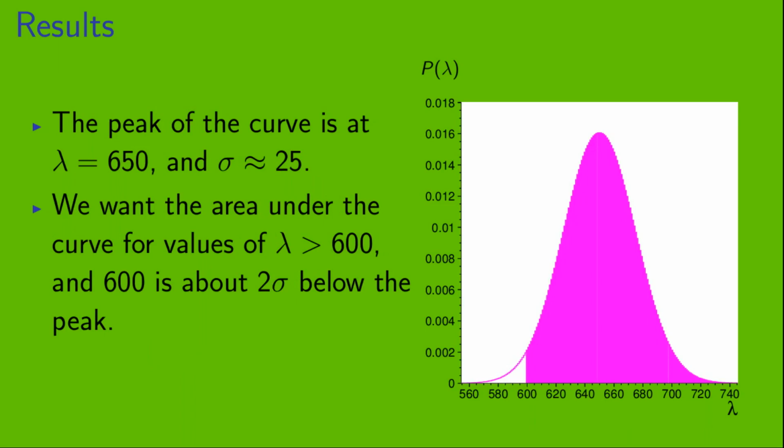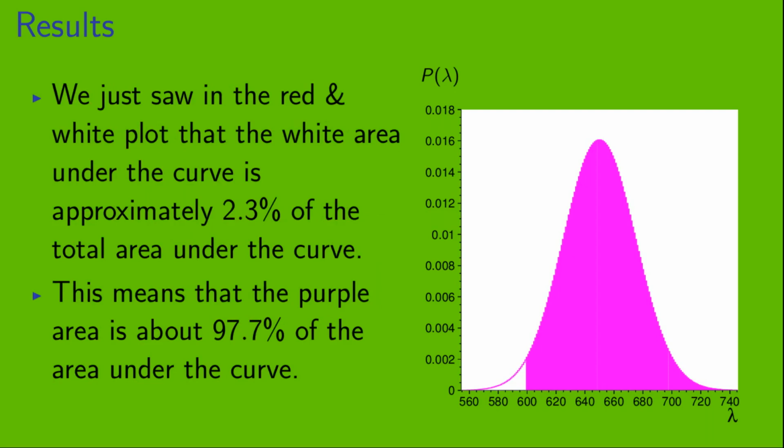The peak of the curve is at lambda equals 650, and sigma is approximately equal to 25. We want the area under the curve for values of lambda greater than 600, and 600 is about 2 sigma below the peak. We just saw in the red and white plot that the white area under the curve is approximately 2.3% of the total area under the curve. This means that the purple area is about 97.7% of the area under the curve.